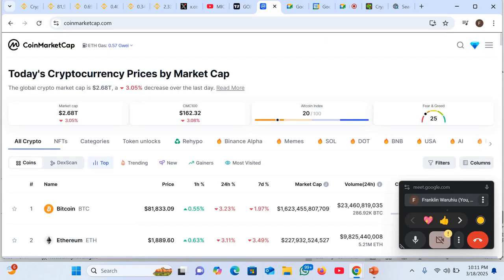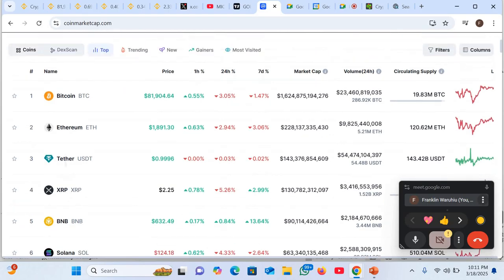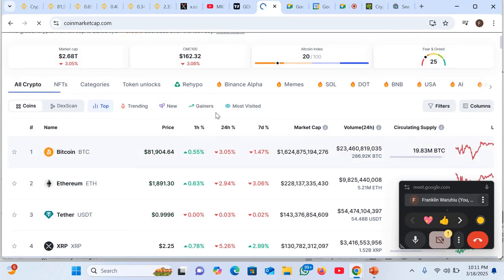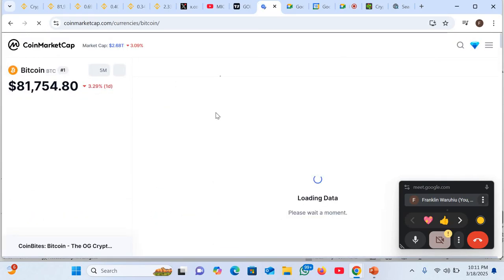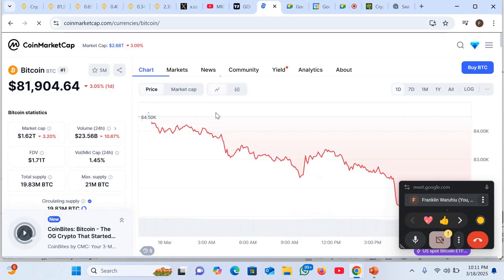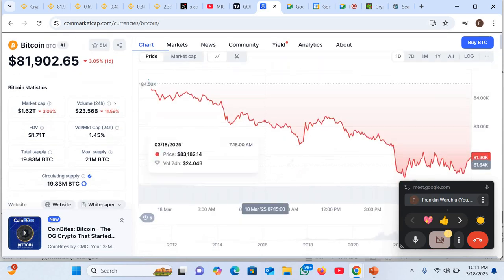So I want to open Bitcoin so that we can look. I've simply clicked on Bitcoin so that we can look at a number of things on Bitcoin.